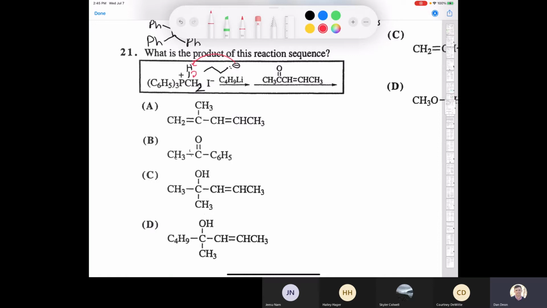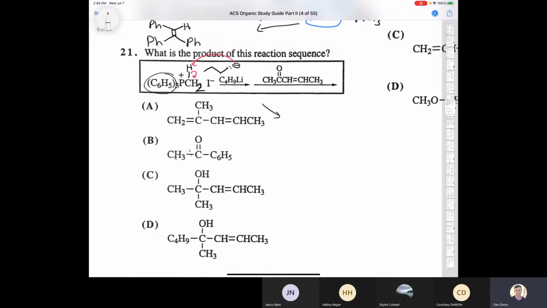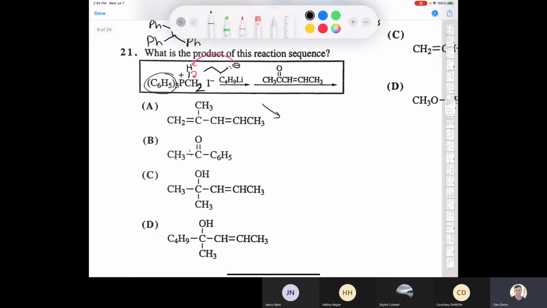So we're going to go from the phosphonium salt to the ylide. I'm going to draw the ylide, which is going to be this. So now I'm going to replace these with Ph. So we've got PPh3, our phosphorus with a positive charge, and then we've got this. So this is our ylide.